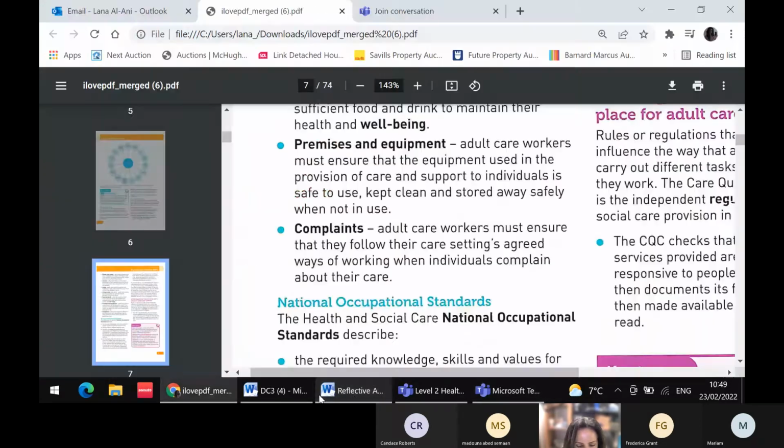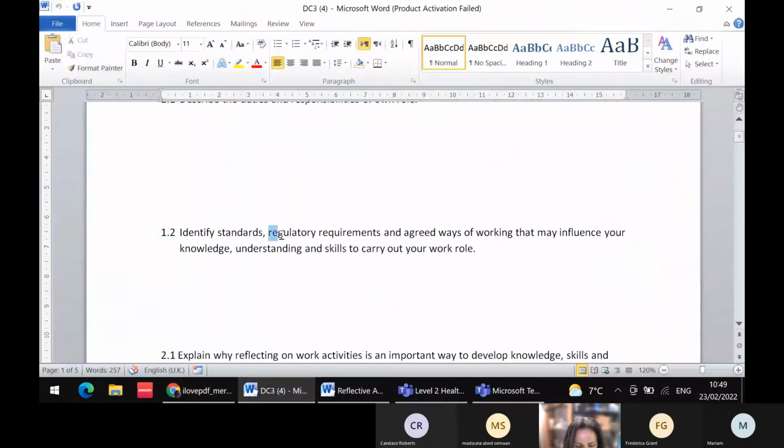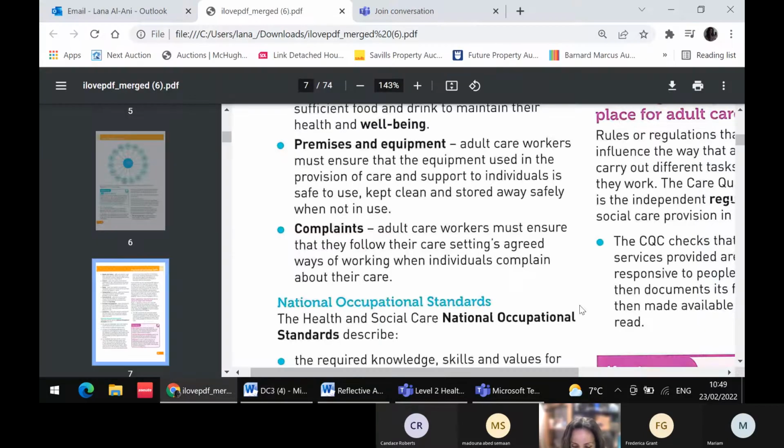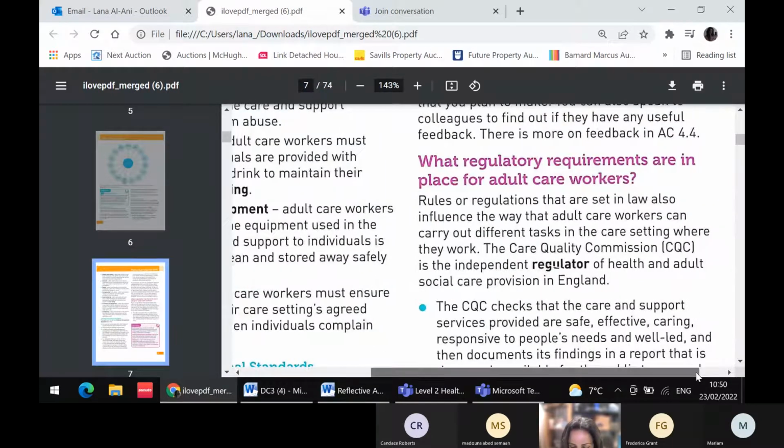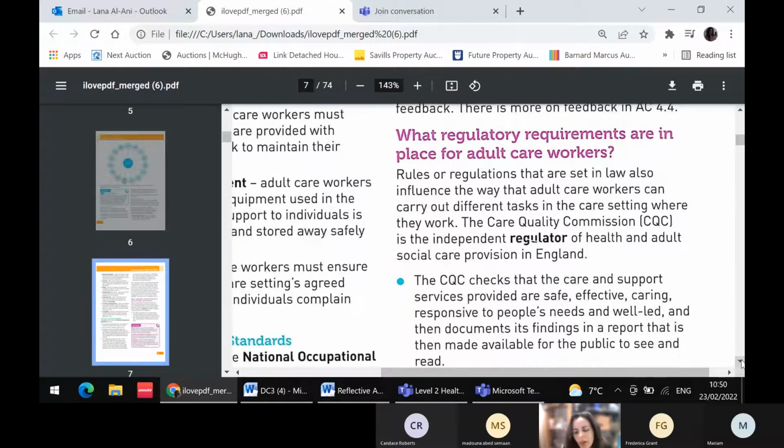Second part of the question, it says regulatory requirement and agreed ways of working. So first we need to know what the regulatory requirement is. So what are the regulatory requirements? Can you think about regulation for us to work as health and social carers? What are the regulatory requirements?